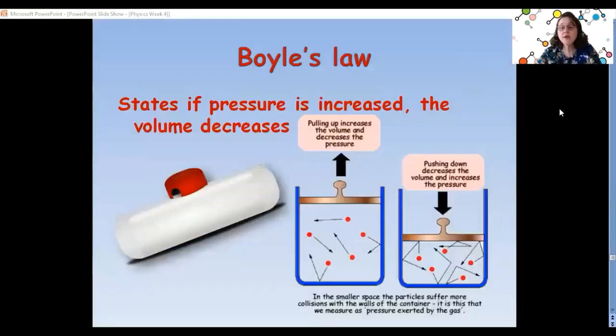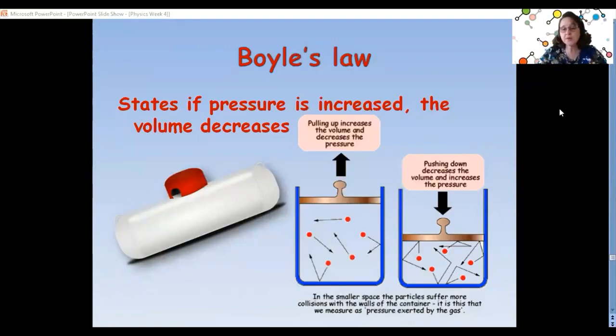Okay. Now, Boyle's law is a law you're going to read about this week. And it says that if you put a lot of pressure on an object, if you squeeze it, that pressure is increased, meaning I put more pressure on something, the volume is going to decrease. So if you think about that, if I squeeze my balloon really hard, my balloon gets smaller. See the end? Look at that. I squeeze it, the end gets smaller.